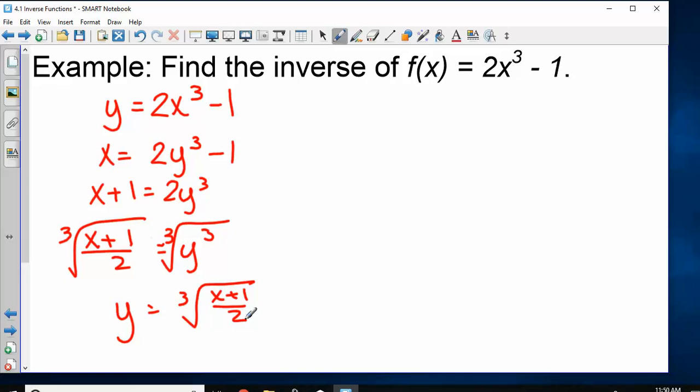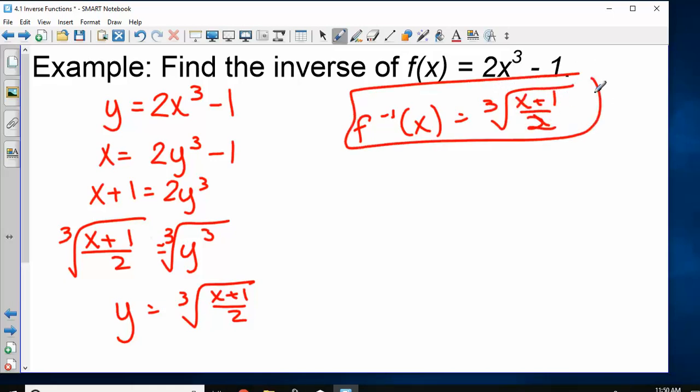Technically, this is really poor notation to leave a fraction in a radical, but we're just going to let it go today. I know, it's crazy. So, final step, instead of y, we need to write f inverse of x. Questions there?